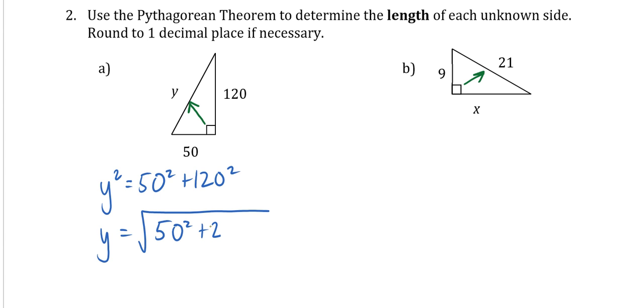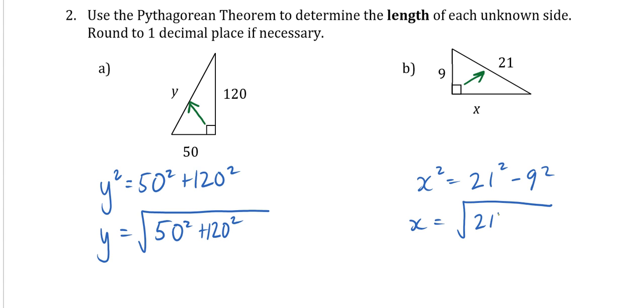And so notice that I'm adding them because I'm looking for the longest side. And actually, you know what? I'll do this one right now. And for the next one, it's going to be x squared equals, and it's always going to be the bigger one minus the smaller one, or x equals the square root. You don't have to write both steps. You can start at the second step.